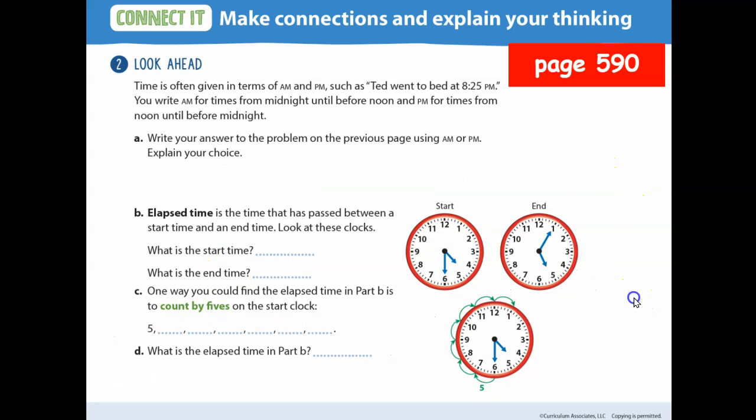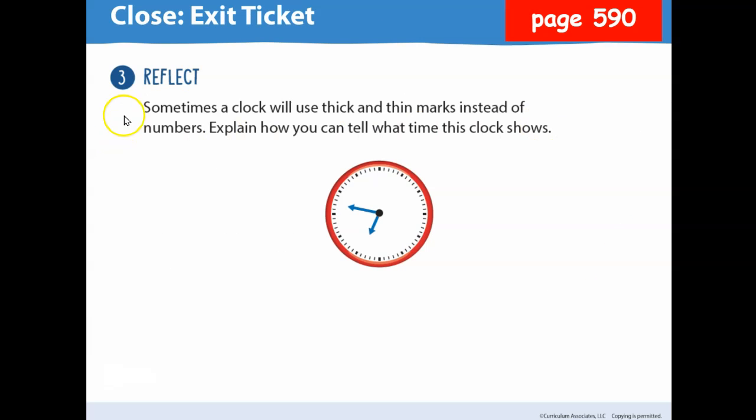All right, so we'll go on to the next page. Right here it says sometimes a clock will use thick and thin marks instead of numbers. Explain how you can tell what time the clock shows. Well, look at this. You see the thick lines that you see right here? What do you think those are? Those represent the hours, yes. And then the thin lines all the way around represent what? The minutes.